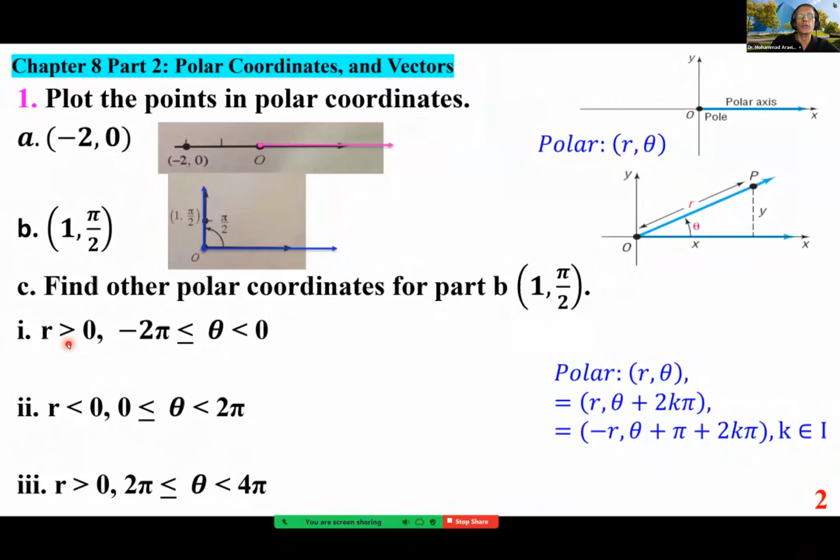So we're going to go with 1, and we want theta between 0 and negative 2 pi. All you have to do, subtract 2 pi. Remember, 2k pi, even multiples. So if you subtract 2 pi, you get negative 3 pi over 2.